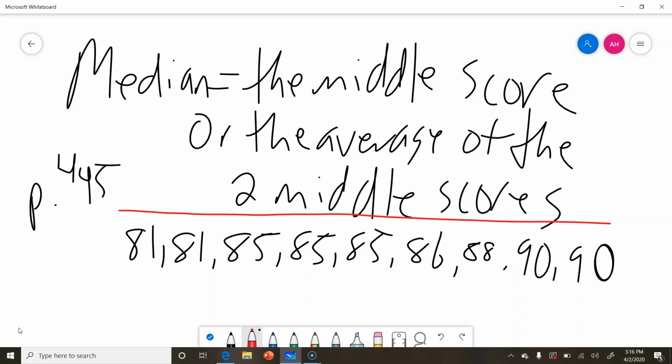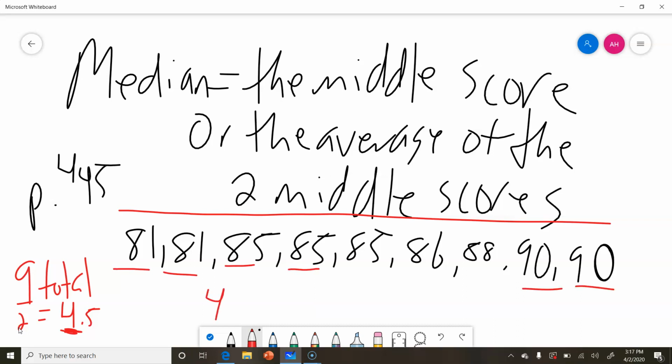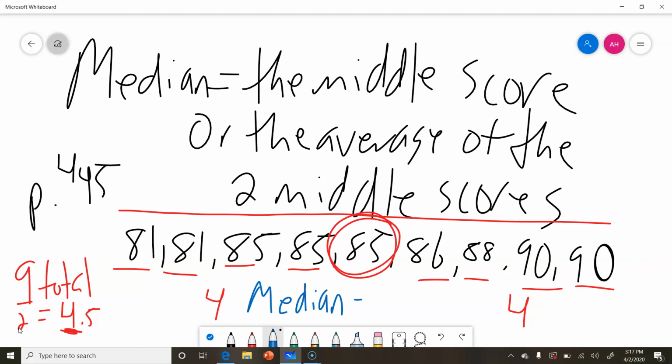Now I go from either end, and I start counting. There were 9 total, remember that. That's an odd number, so I divide that by 2, and I get 4.5. So that means I need to go 4 places on each side. So I go 1, 2, 3, 4. Everybody see that? I got 4.5, so I went 4 spaces. And then on this side, I go 1, 2, 3, 4. You see which term is left in the middle? 85. So our median in this problem equals 85.